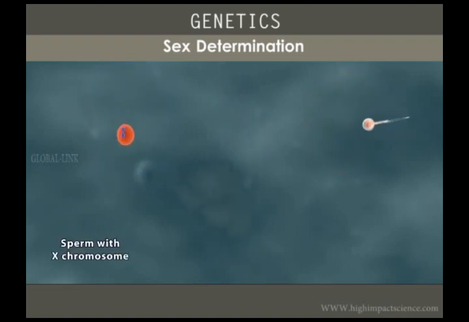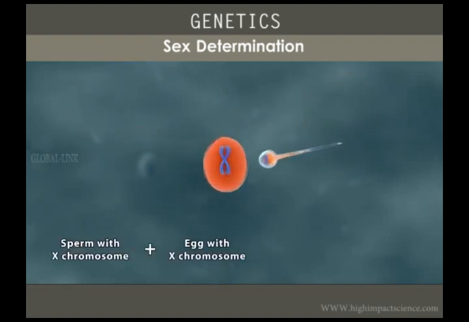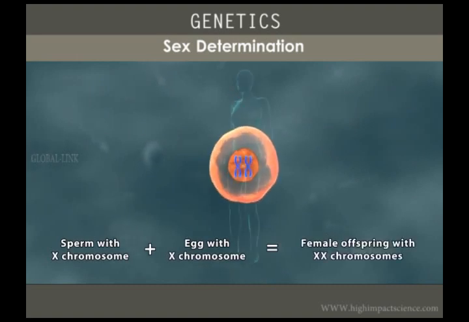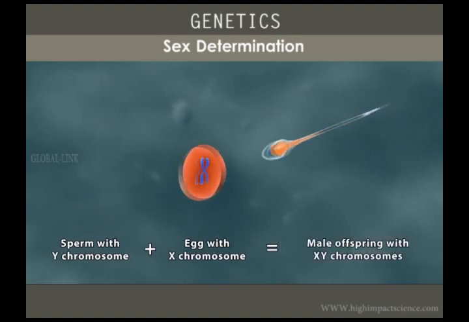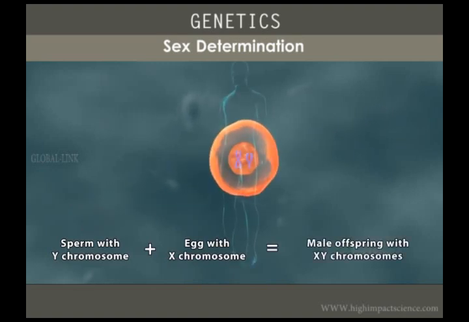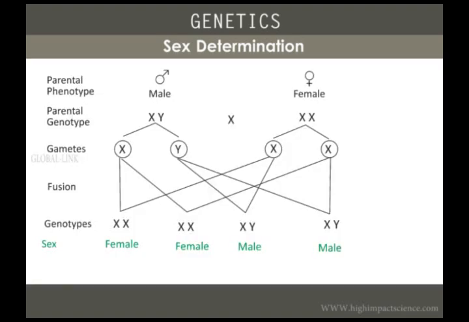When a sperm with X chromosome fertilizes an egg with X chromosome, the offspring will be a female with paired X chromosomes. If a sperm with Y chromosome fertilizes an egg with X chromosome, the offspring will be a male with X and Y chromosomes. The sex of a child is a matter of chance and depends on whether an X or Y sperm fertilizes the egg. As you can see from this genetic cross, the chances of a boy child equal those of a girl child.